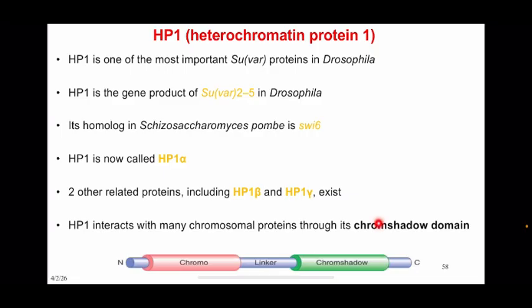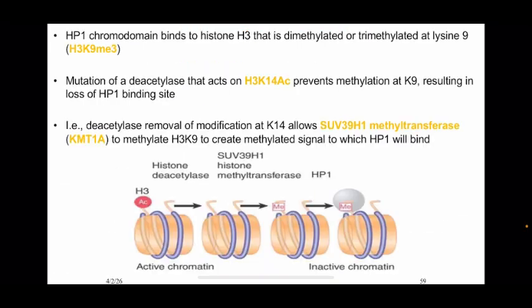And this point of contact, or the point of interaction with a chromosome, is called the chromo shadow domain. So on a chromosome, HP1 binds to a place, and that place is called a chromo shadow domain. That's the green part of this structure. So the HP1 chromodomain will bind to histone 3, and that histone has to be methylated, either dimethylated or trimethylated at the lysine 9 residue.